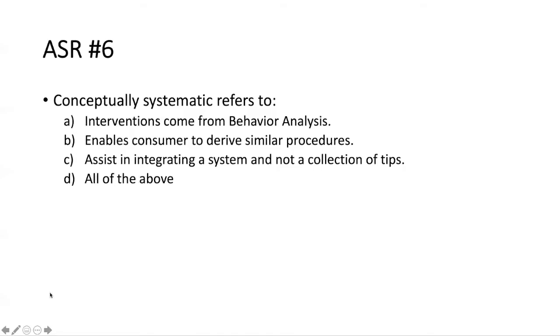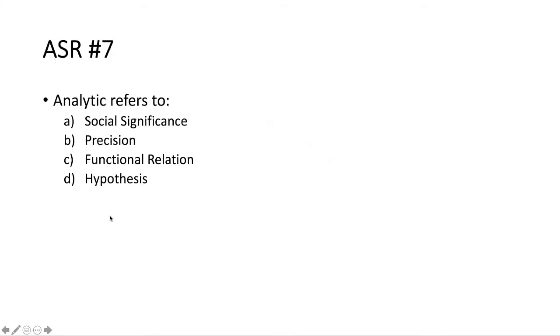ASR number 6. Conceptually systematic refers to A, interventions that come from behavior analysis, B, enables consumers to derive similar procedures, C, assist in integrating a system and not a collection of tips, or D, all of the above. And the correct answer here is D, all of the above. ASR number 7. Analytic refers to A, social significance, B, precision, C, functional relation, or D, hypothesis. And the correct answer here is C, functional relation.